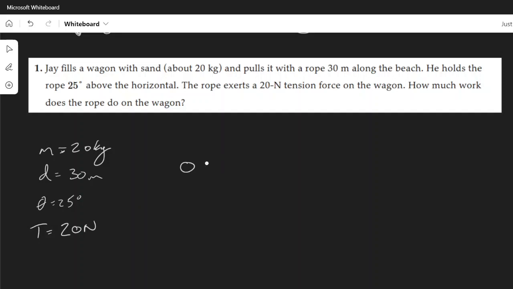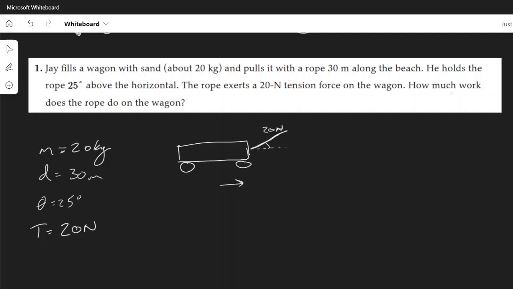So my system here is going to just be the wagon. So I'm going to draw my system, and it's being pulled at an angle. So I'm going to try and draw my angle. It's being pulled at an angle of 25 degrees. So there's that angle in there. And it's pulled with a 20 Newton force. So it's being pulled in this direction. So the wagon is going to accelerate in this direction.